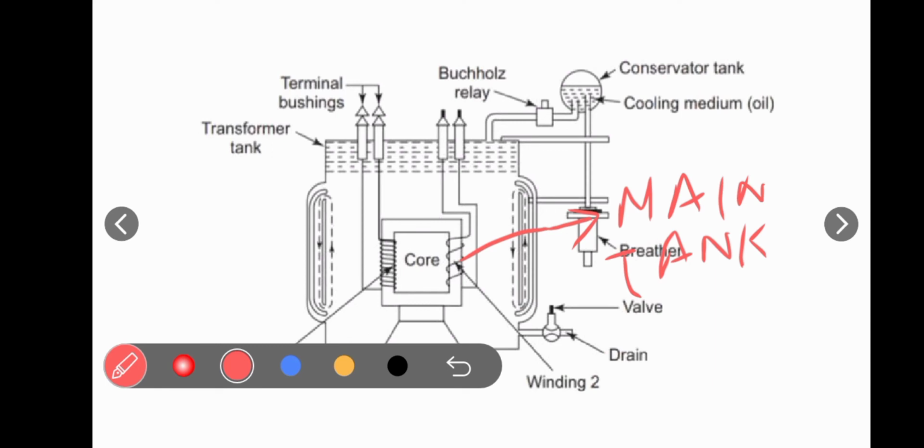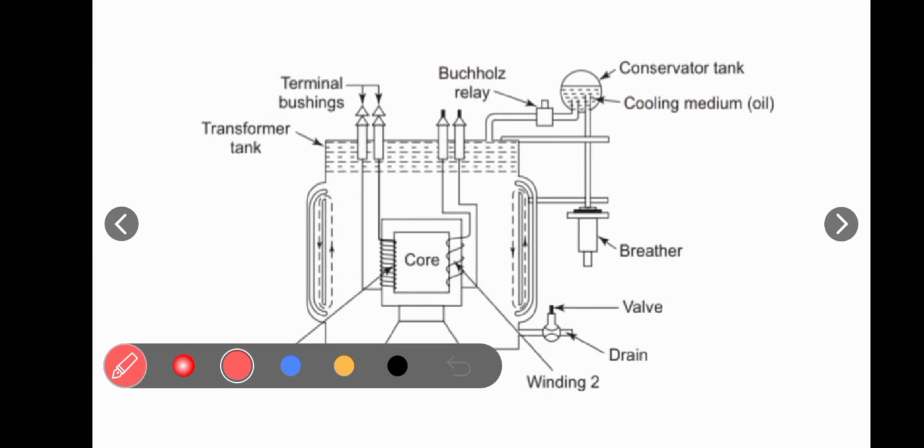And another cylindrical tank is connected with the main tank with the help of a pipe, which is known as the conservator tank, and it is always half filled with the mineral oil, that is the naphtha oil, because during high temperature the oil expands and it will provide space. So the function of the conservator tank is to protect the transformer from explosion.